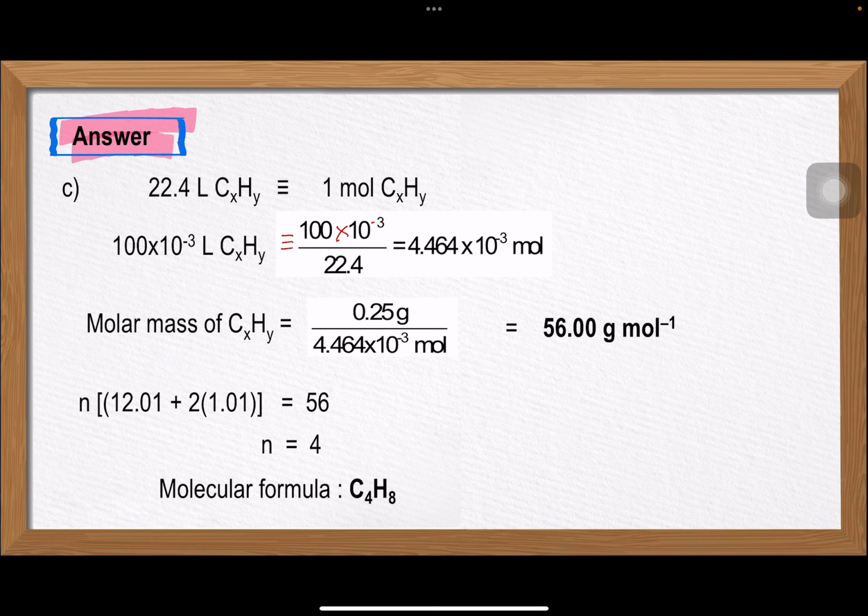And then identify the N from the formula, molecular formula equal to N times empirical formula. This is empirical formula from CH2. So you need to find the N. So you know the N, you will get the molecular formula CH4. So this is the final answer.